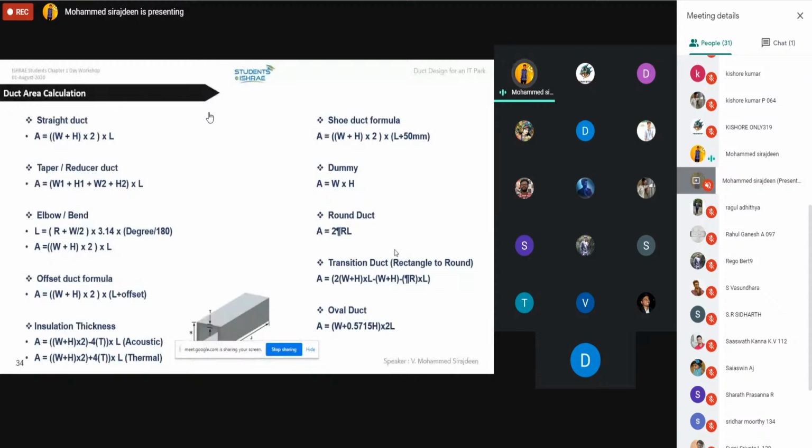So you have to just focus and apply your common sense. Then tangent duct, oval duct, this is the formula. Just take a screenshot and try to apply it for your working purpose.